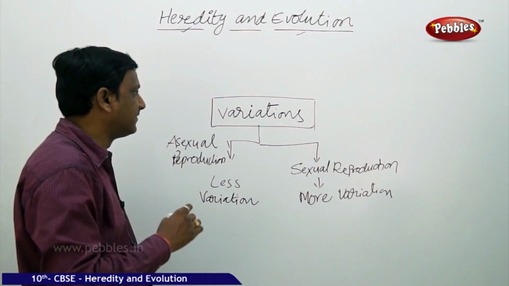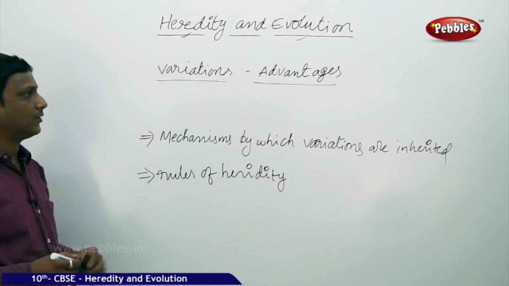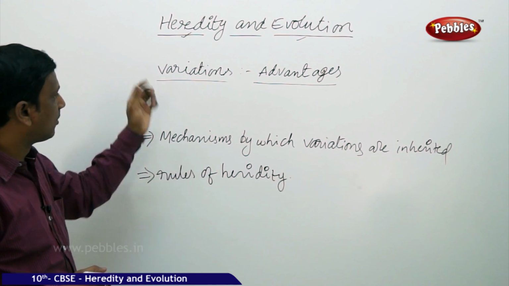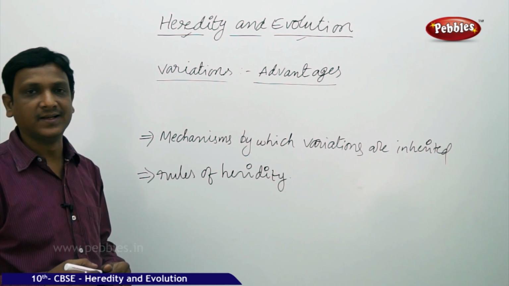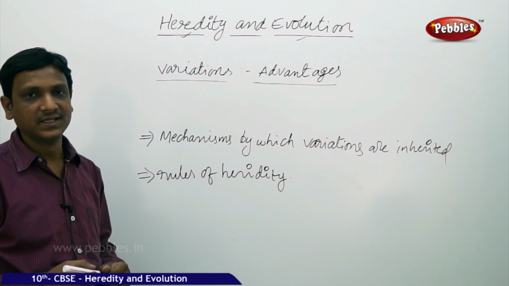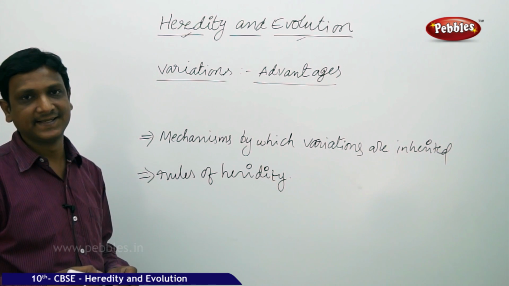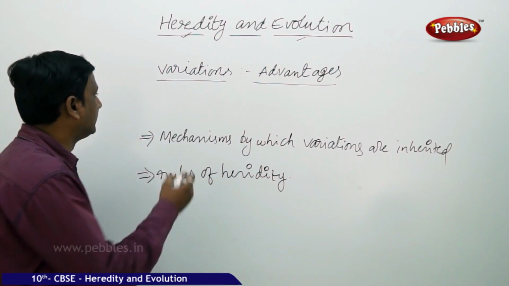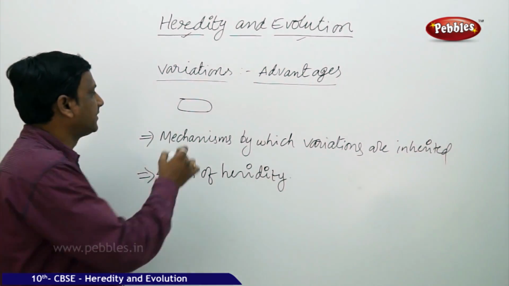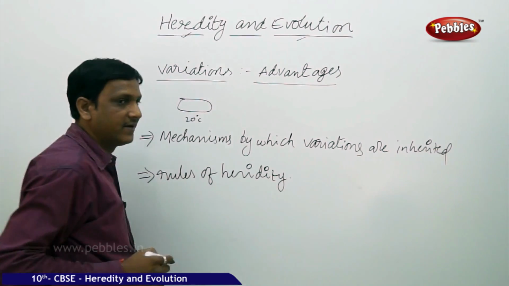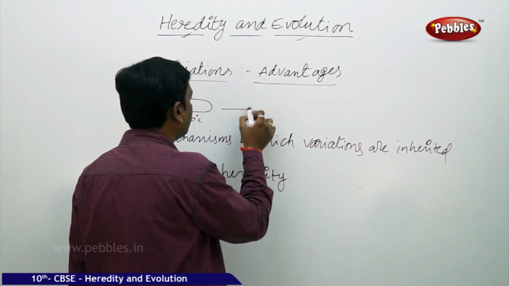Now let us see how these variations lead to the concept of evolution. We discussed variations in the previous lesson. Variations sometimes may be advantageous. It doesn't mean that all variations are advantageous. Take an example: there is a bacteria that lives at a temperature of 20 degrees, and can withstand up to 20 degrees. Some variation happened in this population.